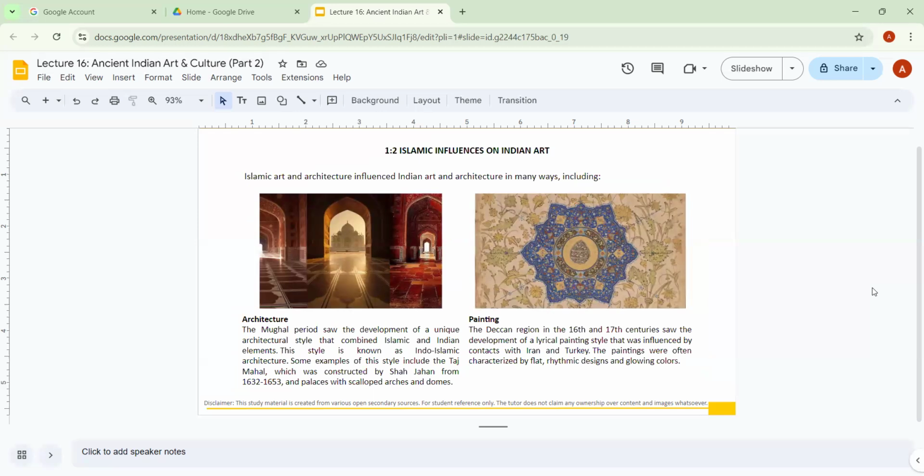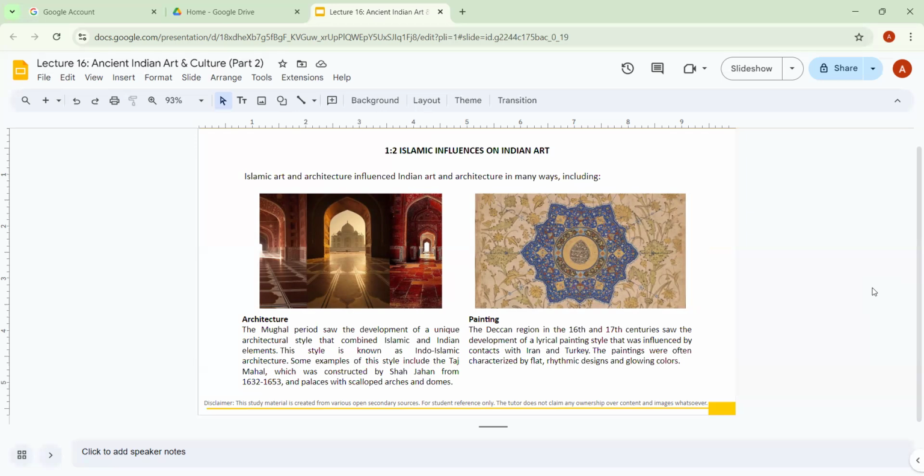Islamic influences on Indian art during the medieval period. Architecture. The Mughal period saw the development of a unique architectural style that combined Islamic and Indian elements. One of the greatest examples of Islamic Indian architecture is the Taj Mahal, located in Agra, built by Shah Jahan from 1632 to 1653.